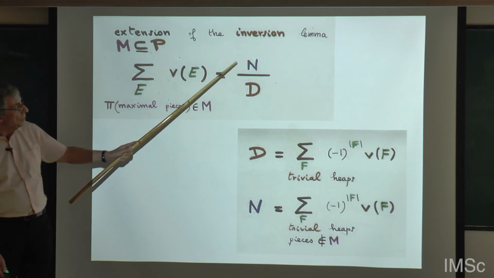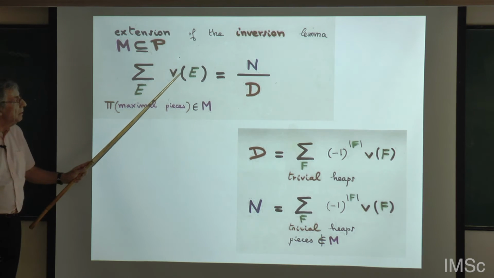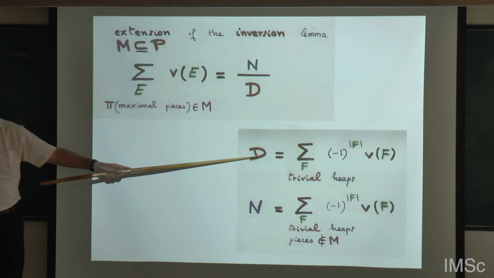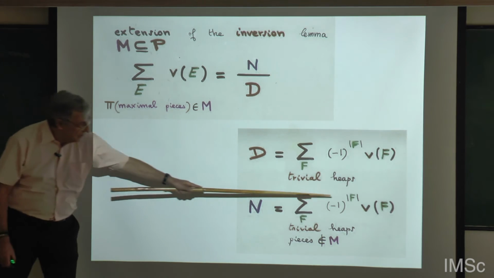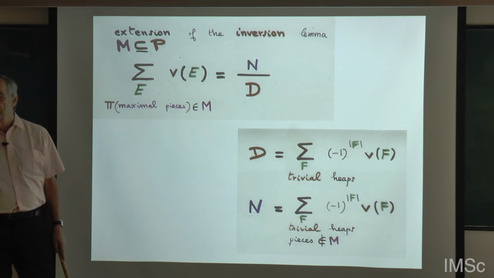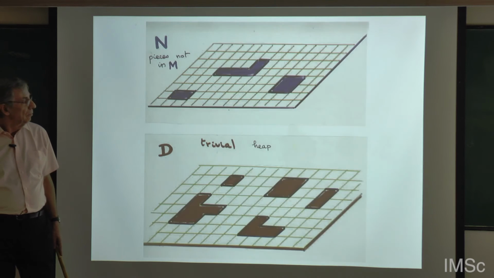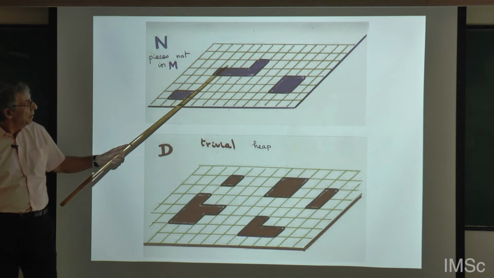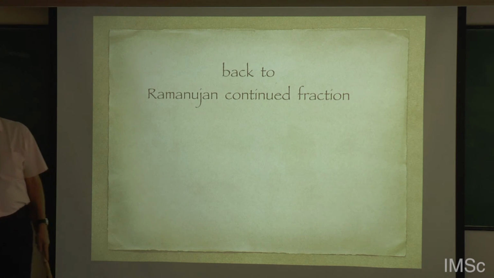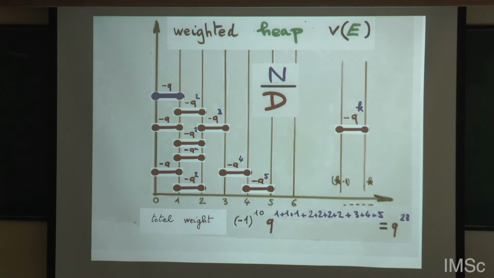And the theorem tells you that the generating function for such heaps of pieces, with a certain condition on the maximal pieces, I don't say that the maximal pieces are exactly M. I say they are contained inside M. And then I have the analog. The denominator is the same, and the numerator is exactly the generating function of trivial heaps with pieces which do not belong to M. So this is the numerator, pieces not in M. This is trivial heaps. And I'm going to apply this to the semi-pyramid, interpreting the Ramanujan continued fraction.